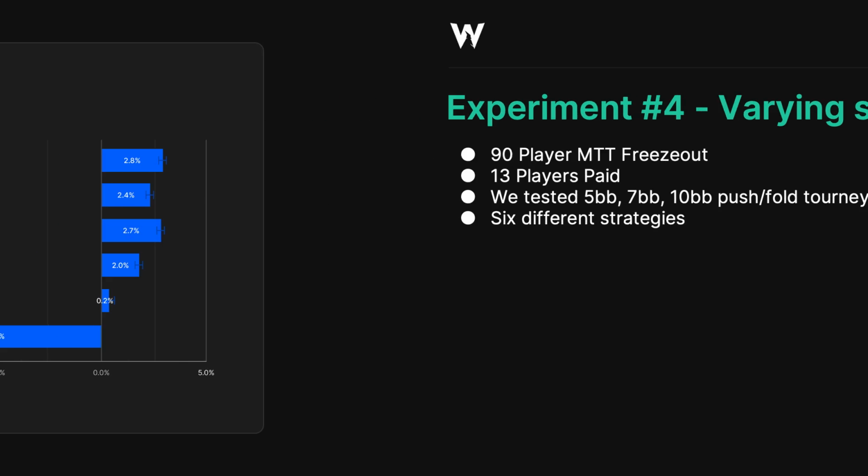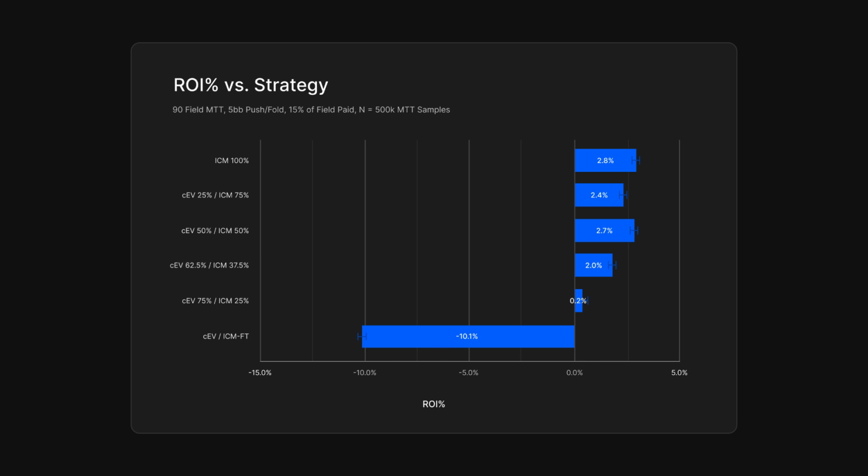First up, here are the results for the 5 big blind push fold events, so they're much shorter here, and this will give us more variance in the results, which is reflected in the confidence intervals on this graph. And again, we see the same smooth progression with a bit more noise. The pure ICM strategy, of course, winning the most, and where it starts to really matter for this event is around the 37.5, maybe 50% left mark. That's where the drop-off starts to begin.